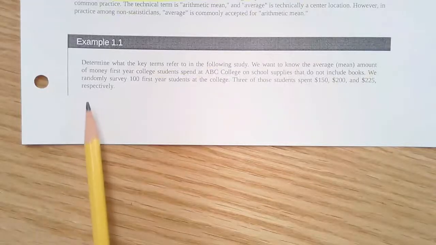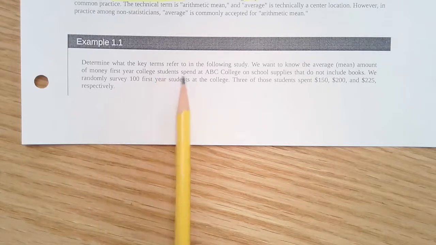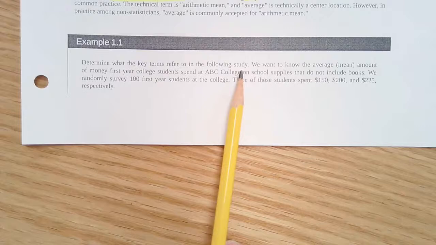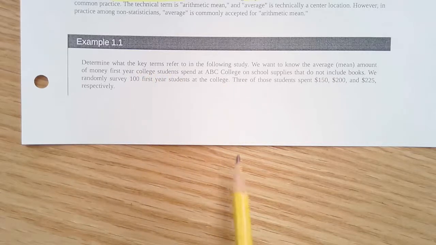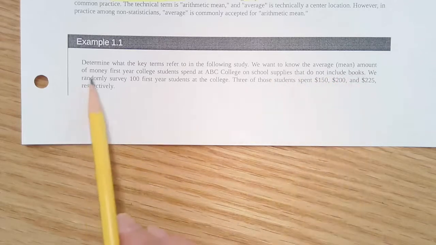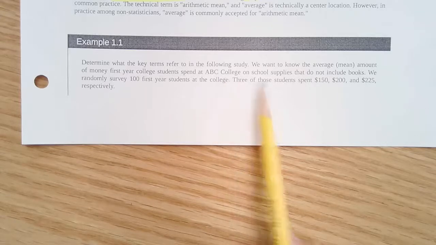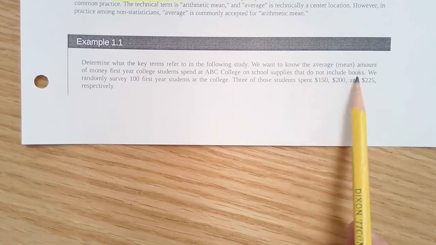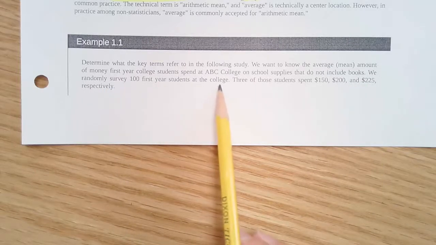All right, so now we're going to look at example 1.1. This is on the bottom of page 7. Determine what key terms refer to in the following study. So those are the parameter, the population, the sample, the statistic, the variable, all those things. That's what we're looking for. When they say key terms, that's what they're referring to. We want to know the average or the mean amount of money first-year college students spend at ABC College on school supplies that do not include books. We randomly survey 100 first-year students at the college.